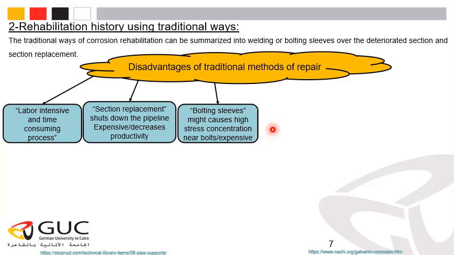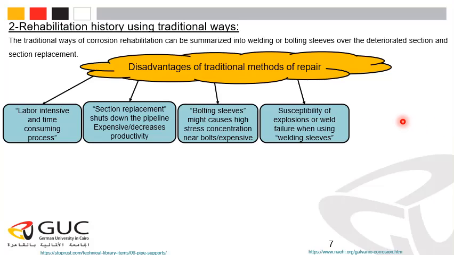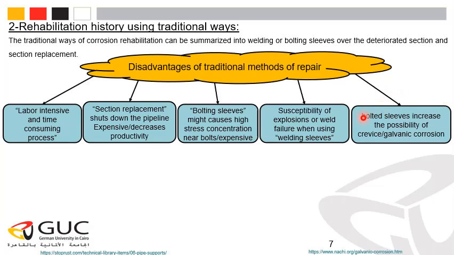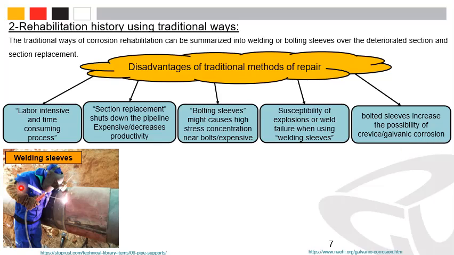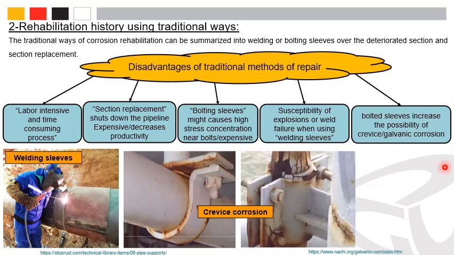It might also cause galvanic corrosion. Susceptibility of explosions or weld failure when using welding sleeves in case of oil and petroleum gas infrastructure. Bolted sleeves increase the possibility of crevice or galvanic corrosion around bolts and washers. As we can see, with welding sleeves, in this case, you have to shut down the whole pipeline if you are welding something explosive. Crevice corrosion, which happens around washers and bolts.